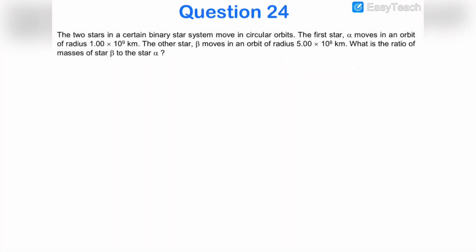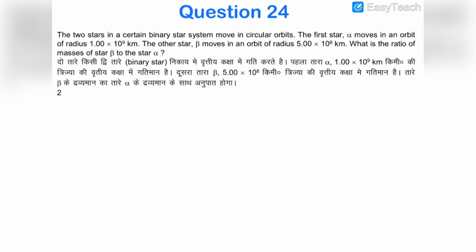In this question you can see that there are two stars in a certain binary star system which move in circular orbits. The first star alpha moves in an orbit of radius this, and the other star moves in an orbit of radius this. Okay, so what is the ratio of their masses of star B to star A?